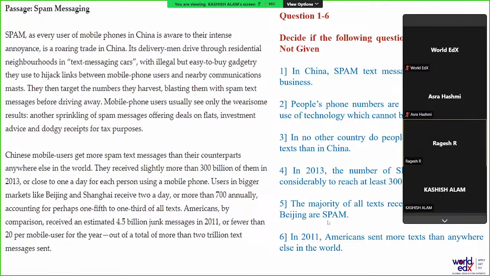Yes, ma'am. So there is nothing where I can say from the given passage statement that it can be inferred that the text messages sent by the Americans were the highest from anywhere else in the world, which brings my answer to a not given statement very clear. So this is exactly the way how we should approach the true, false, not given question 5.